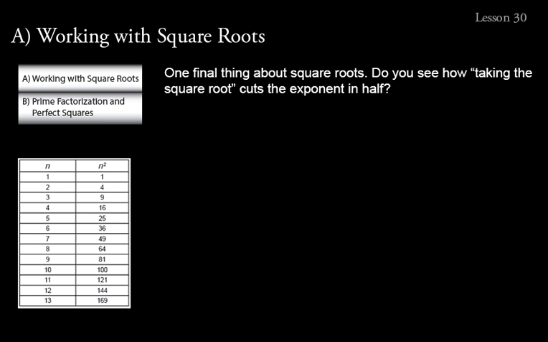So for example, the perfect square for 8 is 64, right? 8 squared, or 64. So we can write that 64 as 8 squared. Now, what is half of 2? Well, it's 1, of course. When we take the square root, we're cutting the exponent in half, right? So we cut that 2 in half. That gets us back to 8.